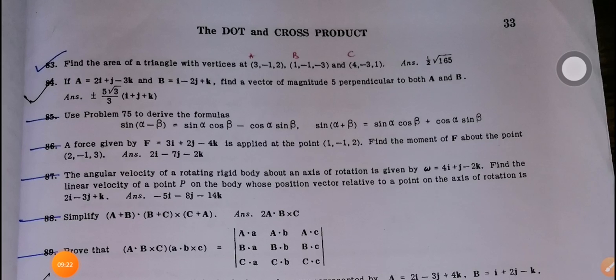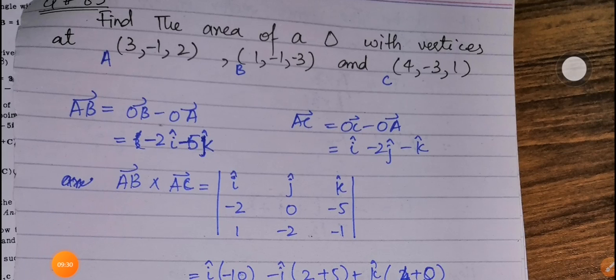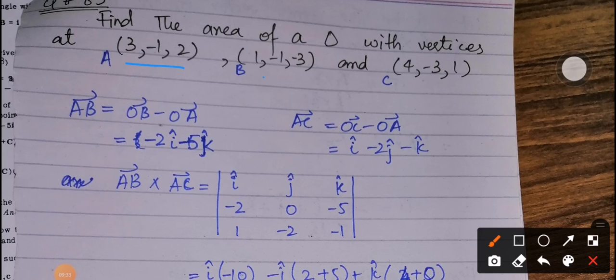Next we have question number 83. Find the area of a triangle with vertices at the given 3 points. So we have to find out the area of the triangle. We are given the three vertices, point A, point B, and point C. At first we will find two sides, AB and AC. AB will be equal to terminal point minus initial point, that is B minus A. So 1 minus 3 is minus 2, minus 1 plus 1 is 0, so the J component is 0, and minus 3 minus 2 is minus 5. So here is the vector AB, and here is the vector AC: 4 minus 3 is 1, minus 3 plus 1 is minus 2, 1 minus 2 is minus 1. So here is the vector AC.